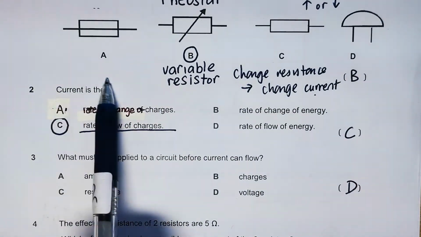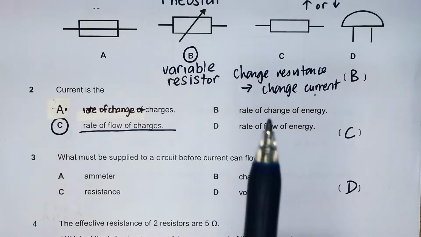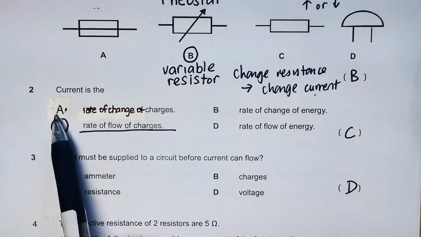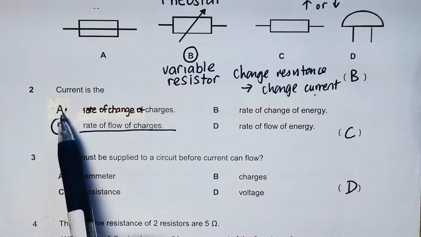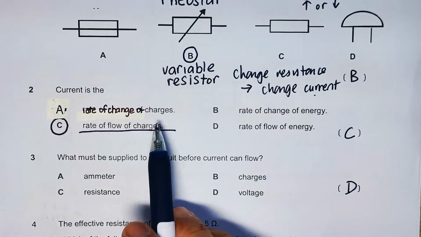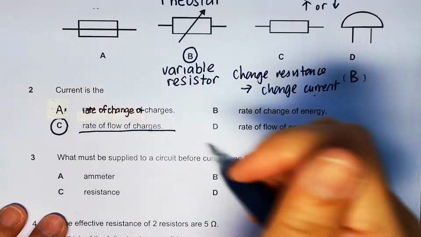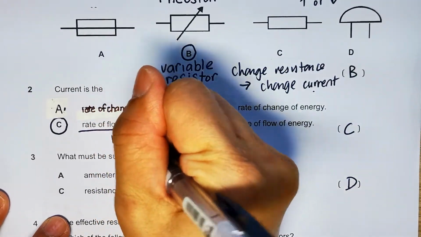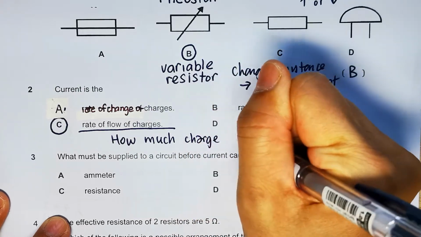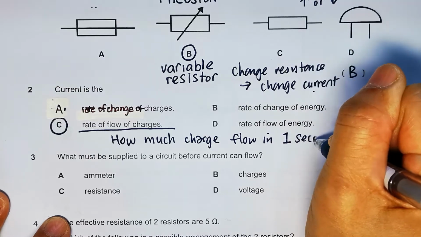Question 2 requires you to know the definition. So what is current? Now you can see that I made a mistake here because I didn't read carefully. A would be a very tempting choice if you didn't read carefully. It says it's the rate of change of charges. No, it's the rate of flow of charges. Basically, it means how much charge flows in 1 second.